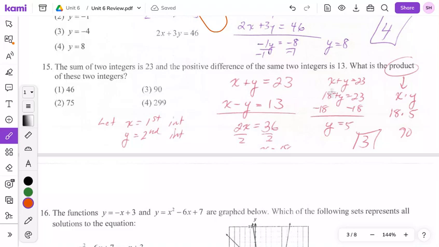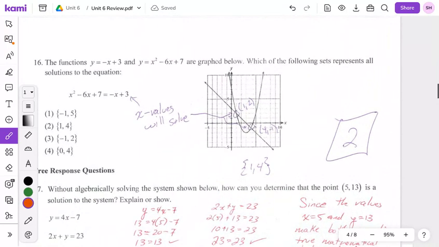So I went and I put the 18 back in for one of the equations and found out that the other value was 5. So I know my x is 18, I know my y is 5, and the question says what is the product of these two integers? So it's not as straightforward, it was a little extra step at the end. So the product or multiplication of those two answers, 18 times 5 is 90.